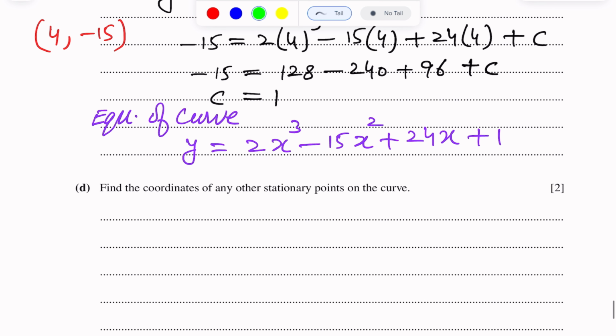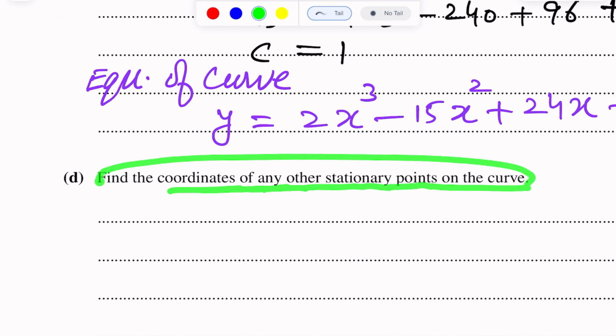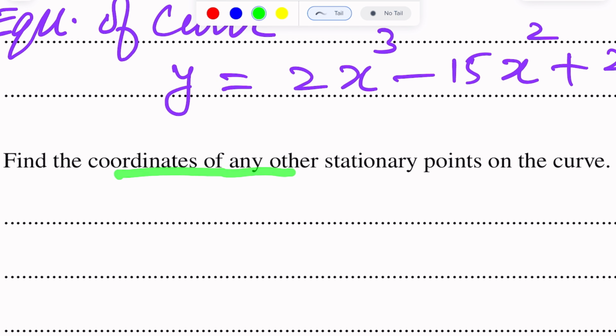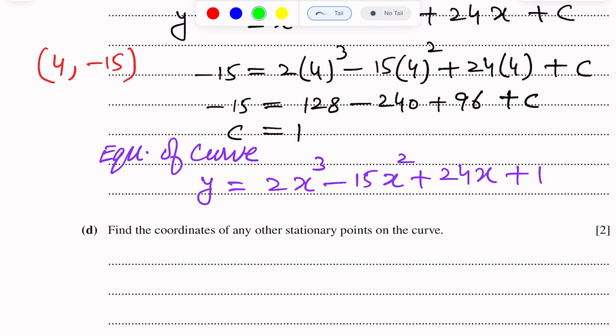Now the next part, the last part of this question, is part D. Find the coordinates of any other stationary points on the curve. One stationary point is given, that is, the coordinates are (4, -15). Now find the coordinates of any other stationary points on the curve.